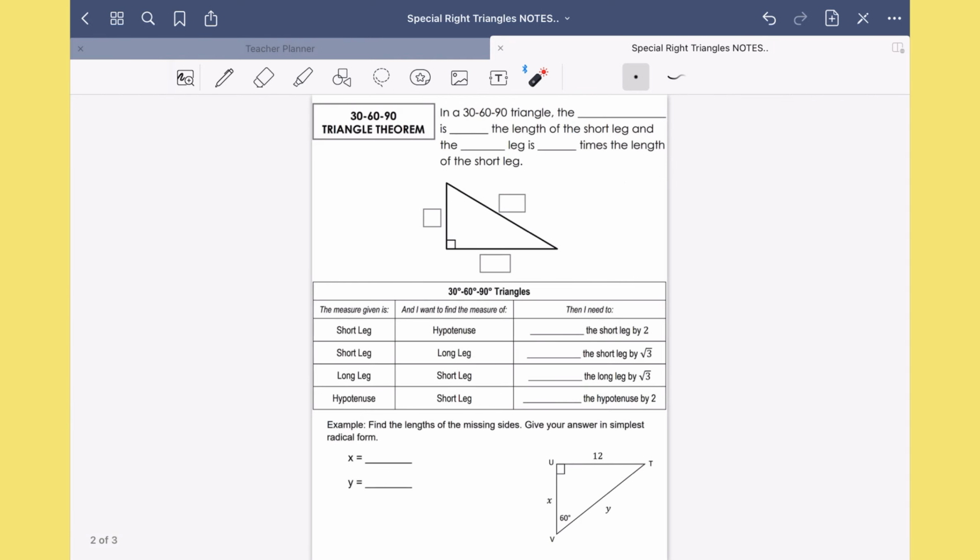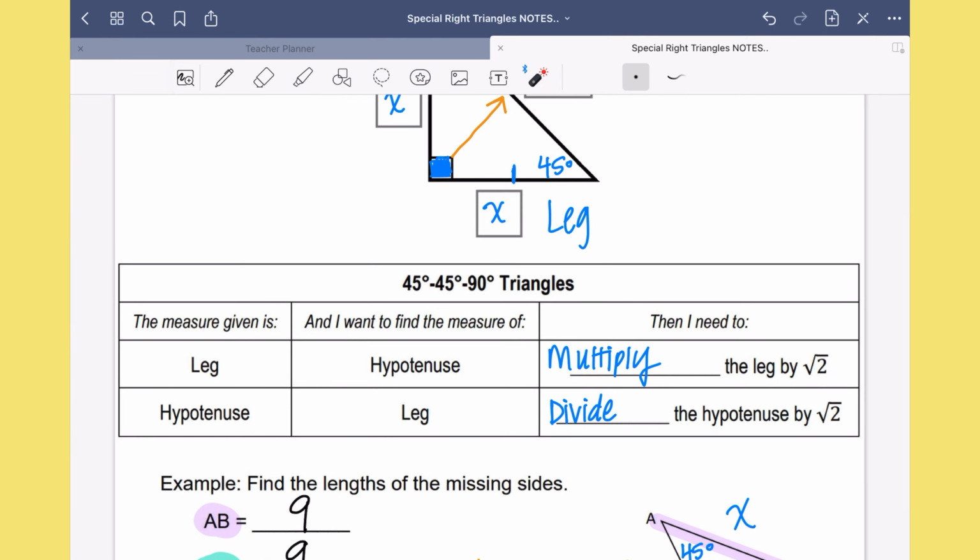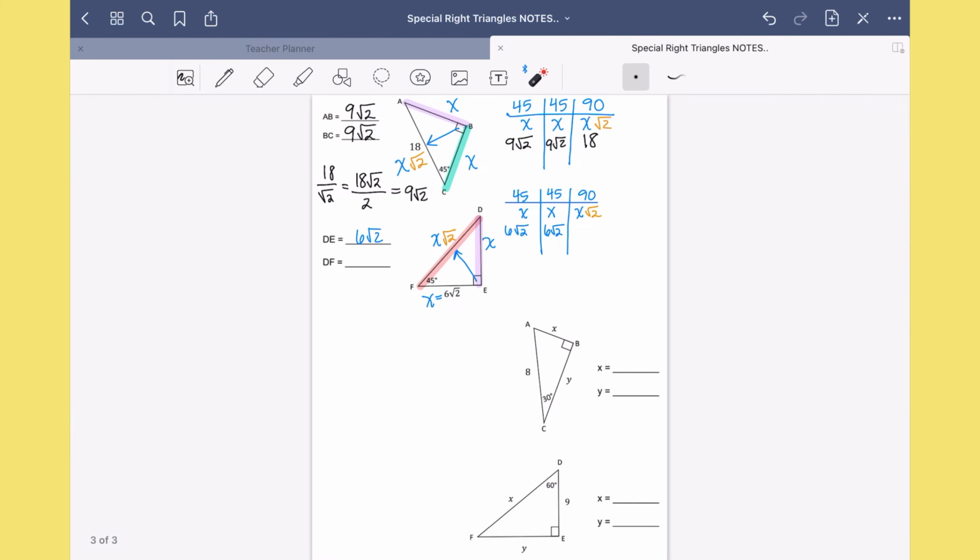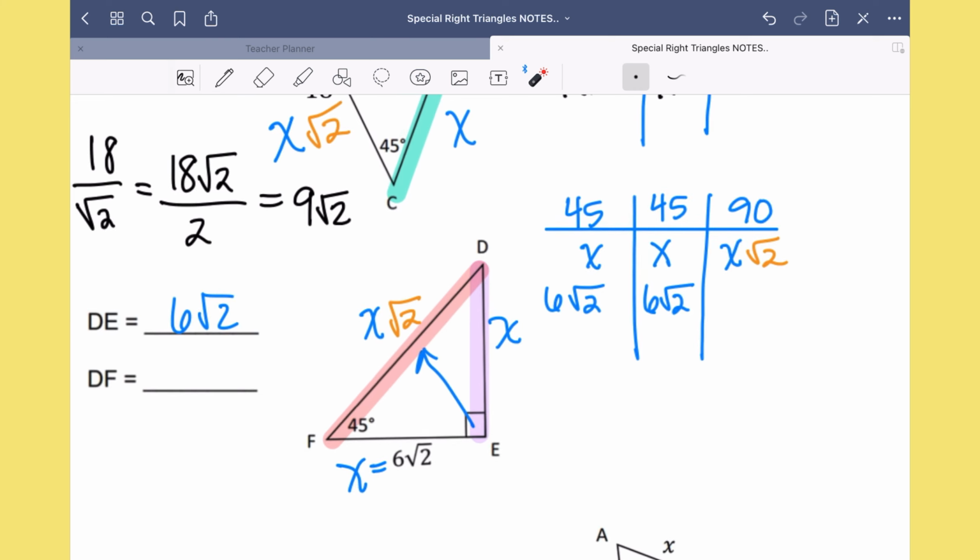So if you look at our chart in the front, we have the leg and we want to know the hypotenuse. We multiply the leg by how much? Square root of 2. There it is. So let's take that leg, 6 times the square root of 2, and multiply it by another square root of 2. Notice how I'm following the formula for the hypotenuse. Okay, both of these are square roots. We can multiply them. What is 2 times 2? 4.